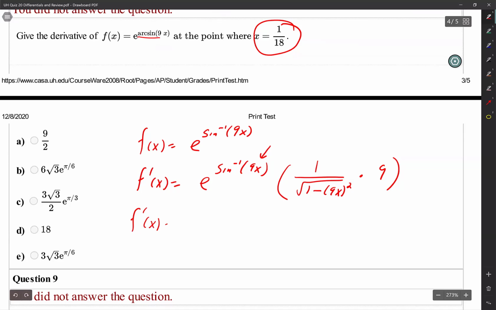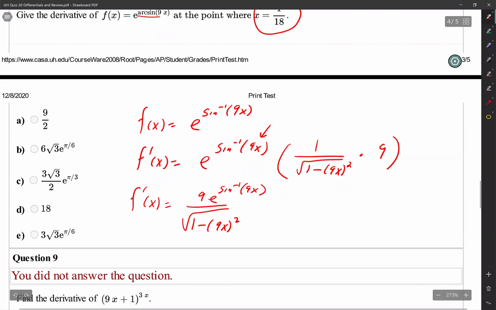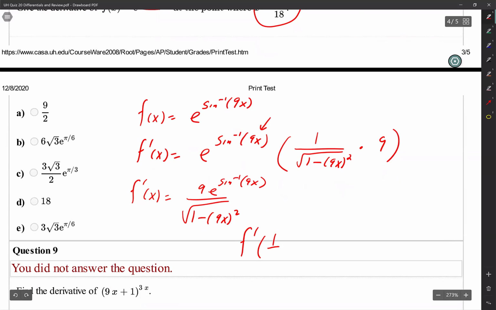Let me make it pretty first. I'm going to put the 9 in the front: 9 over the square root of 1 minus 9x squared, and I can put e to the arc sine of 9x right here. All right, there it is. Now I'm going to plug in 1/18 and let's see what I get, guys. f prime of 1/18 equals 9e to the arc sine of, and 9 times 1/18 is going to be a half.